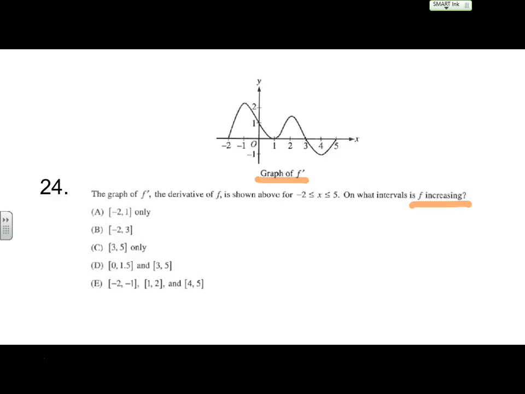Kiddos, what do you think most non-prepared calculus students would want to choose for this answer? B. They say, yay, look, he's going up, he's going up. Who's he? The derivative. Who do I care about? The original. That is the worst wrong answer.